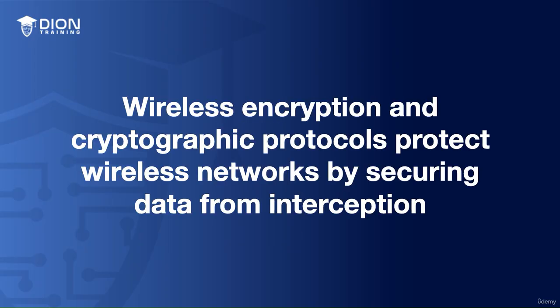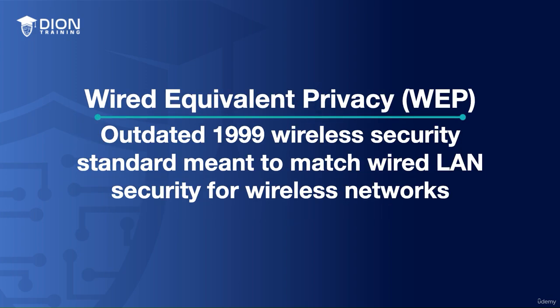Wireless encryption and cryptographic protocols are an important part of wireless security since they provide us with the algorithms that we can use to encrypt any data being sent over our wireless networks to ensure that it's unreadable to anyone who might try to intercept it. This provides us with confidentiality in our networks. The first form of wireless encryption was known as WEP.